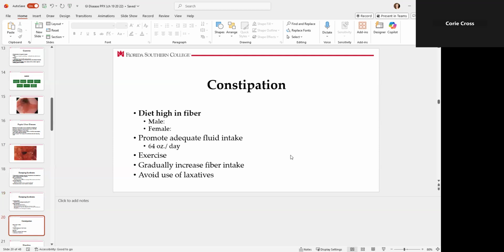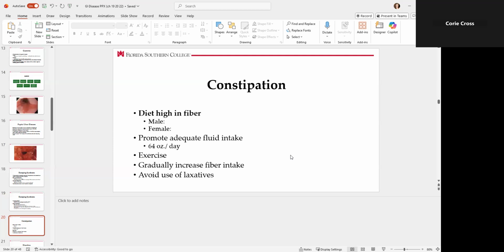Now let's shift to the lower GI tract disorders. Let's start with constipation. Constipation is defined as the frequent or infrequent passage of stools that are hard or dry. It can be a result of a number of reasons, including inadequate fluid or fiber intake, lack of activity, metabolic or endocrine disorders, or bowel abnormalities.